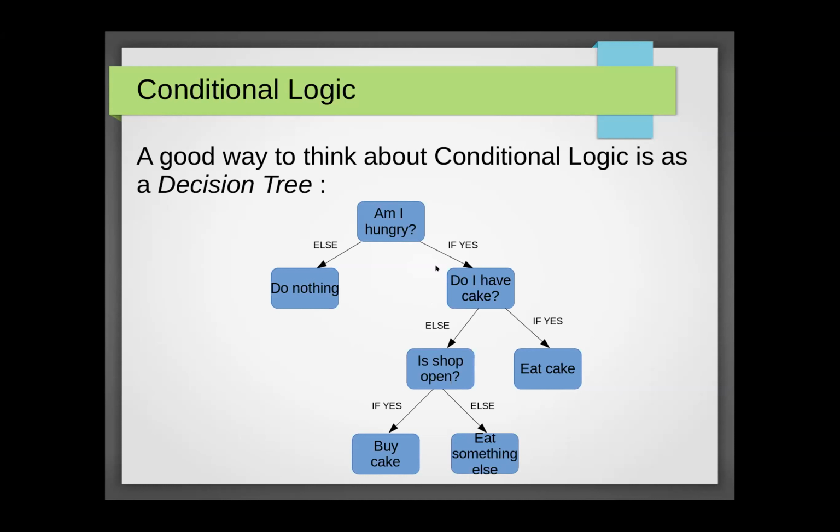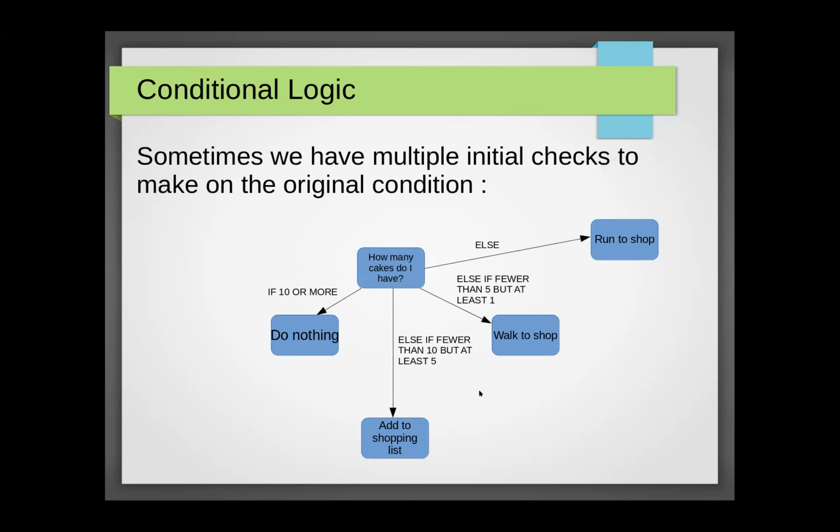It's usually true. Imagine if I'm not hungry, then maybe I do nothing. But if I am hungry, then do I have cake? If yes, then eat some cake. It's probably just going to be a standard, usually just going down that path there. But imagine that I don't have any cake. This is a disaster. Is the shop open? If it is, then go and buy cake. If not, eat something else, or possibly go to another shop.